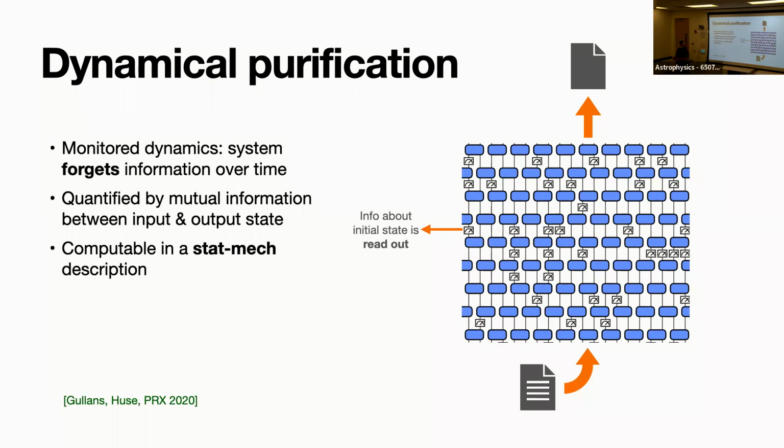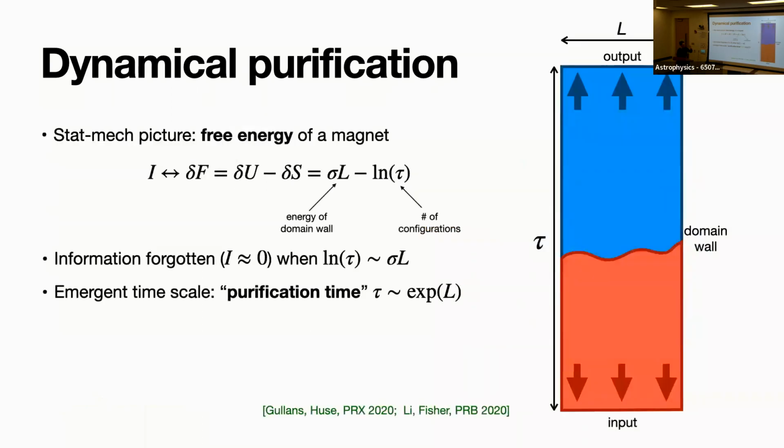And to do that, there is a very elegant and very powerful mapping to a stat-mech problem that I'm going to just flash, because I think it's a very beautiful framework that connects these exotic out-of-equilibrium entanglement phases to something very familiar, like a magnet. A magnet ordering into the ferromagnetic state. So the thing you want to compute is a mutual information between the input state here at the bottom and the output state here at the top.